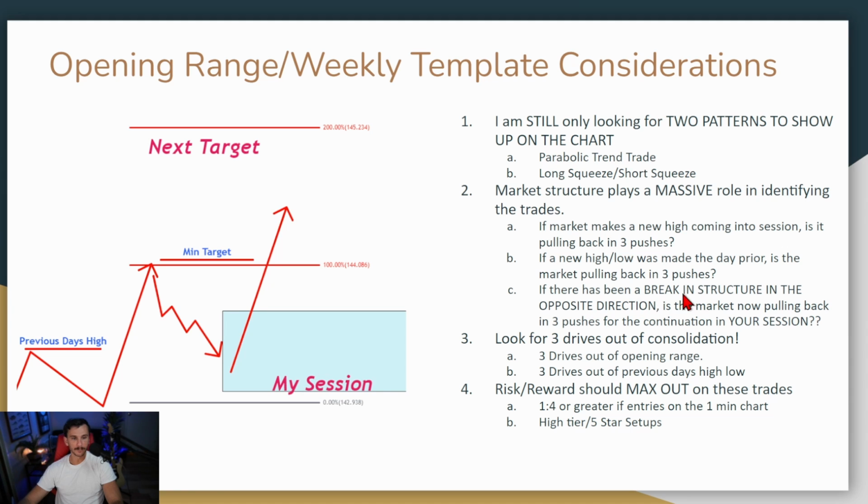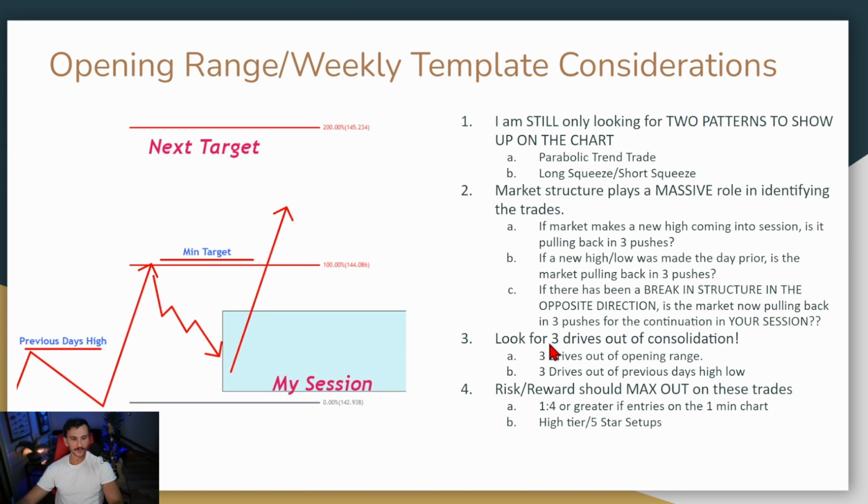If there has been a break in structure in the opposite direction, is the market now pulling back in 3 pushes for the continuation in your session? So maybe this is not an uptrend. Maybe we're actually in an uptrend and we've broken to the downside and are pulling back up into the high for a continuation, basically giving us a reversal.